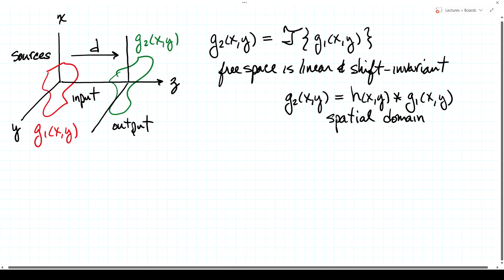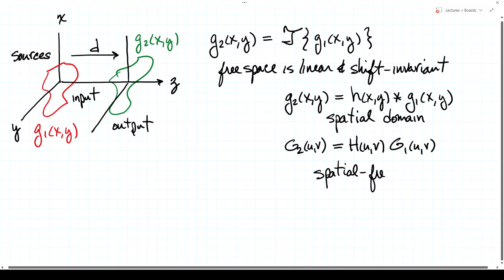But we also know that for a shift invariant linear system, we can represent the input-output relationship in the spatial frequency domain. We can say big G2 of u and v is equal to a transfer function, H of u and v, times big G1 of u and v. And so that is the relation in the spatial frequency domain.